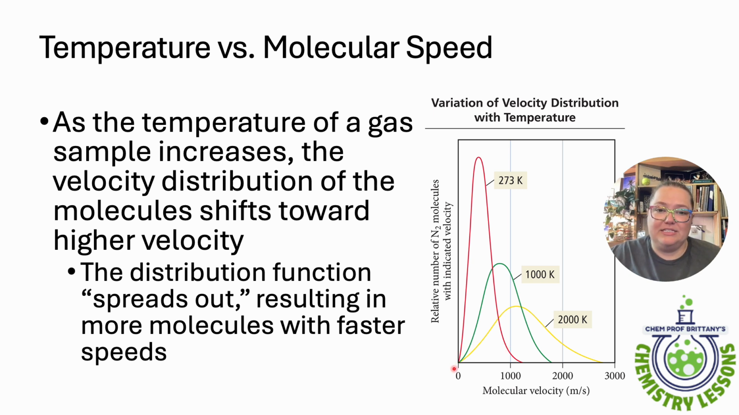So here we can see this is nitrogen. At 273 Kelvin, we have a very large number of nitrogen molecules moving at this low speed, and then a fairly narrow distribution of potential speeds. Right? The warmer we get, 1,000 Kelvin versus 2,000 Kelvin, the higher the molecular velocity, right? So we're going from peak here to peak there-ish to peak there-ish. And we have this wider distribution, so a shorter, fatter distribution curve.